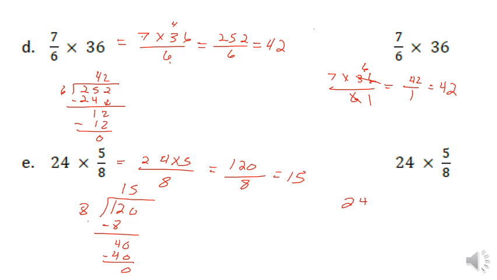Now here we got 24 times 5 over 8. Now I can see 8 will go into 8 1 time. 8 will go into 24 3 times. So that equals 15 ones, which equals 15. See how I eliminated this division over here because I reduced factors.